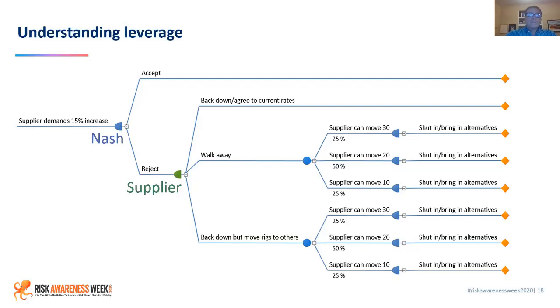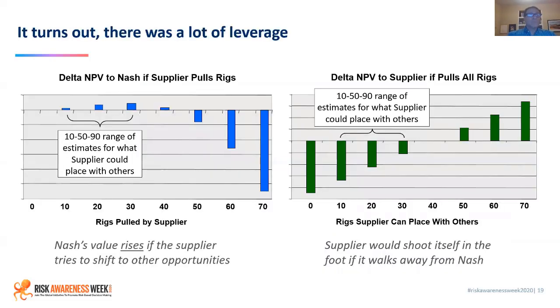On the other hand, if the supplier moved any rigs, Nash would have to shut in some fields, and then over time could bring in other alternative suppliers to help service those fields. But that would take time, and it would mean shutting in some wells. So we had to look at the numbers here, and it was a very simple model, but basically what we found is that Nash had a lot of leverage.